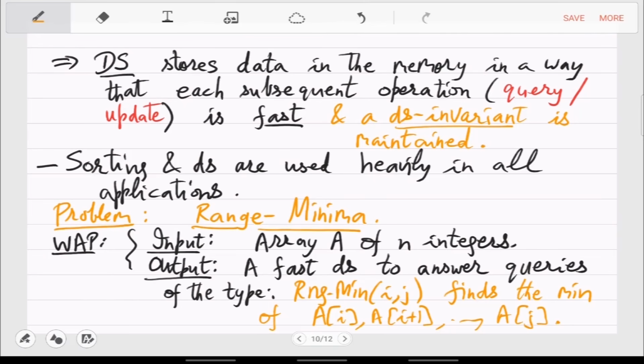Notice that in the input I am not saying that the array is sorted, so it may not be sorted. Even if it was sorted, okay, if it was sorted, then this can be pretty good, no? Then the answer will be just a_i. Yeah, so sorting will solve this problem immediately. So we'll see what we will do. We'll design a different DS for this in the future.